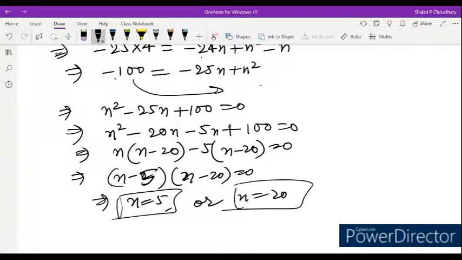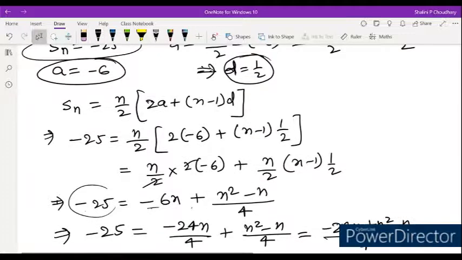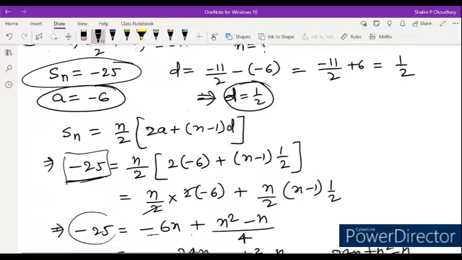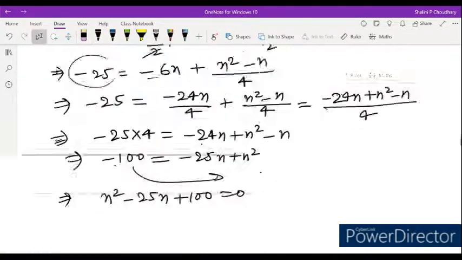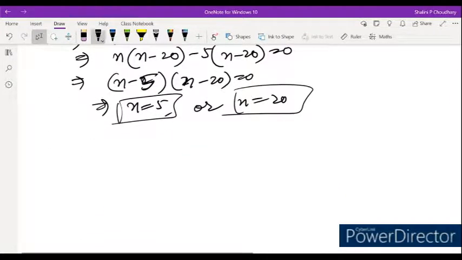It means what we have to find out in this question is how many terms are required for the sum to be -25. So either we take 5 terms and we'll get the sum -25, or if we take 20 terms, then also we'll get the sum of n terms as -25.